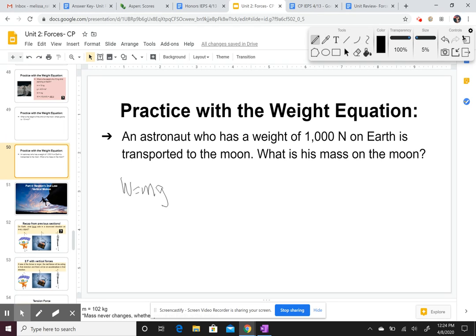So if weight is 1,000 newtons on Earth, sometimes I use subscripts to help me keep track of what planet I'm looking at here. Then I have to use g on the Earth to help me solve for his mass. g on the Earth is negative 9.8. Technically, his weight on Earth is negative. He's being pulled towards Earth, downward. So if we solve for mass, we have to take W divided by g.